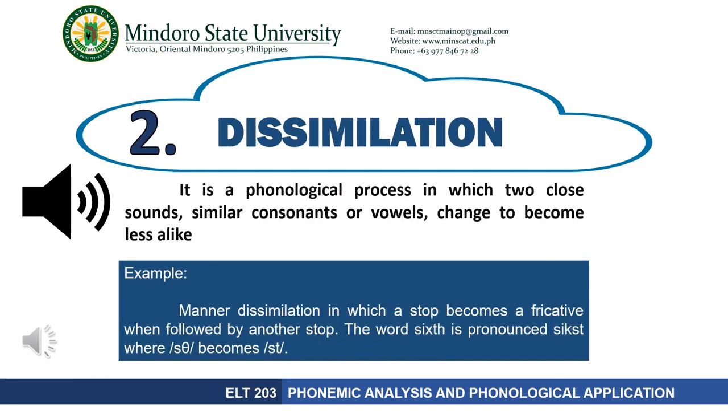Next type of phonological rule is dissimilation. Just like the first, it is also a phonological process in which two close sounds, similar consonants or vowels, change to become less alike. In the given example, a stop becomes a fricative when followed by another stop. The word "six" is pronounced "sixth" as "siks-t", where the s becomes st.